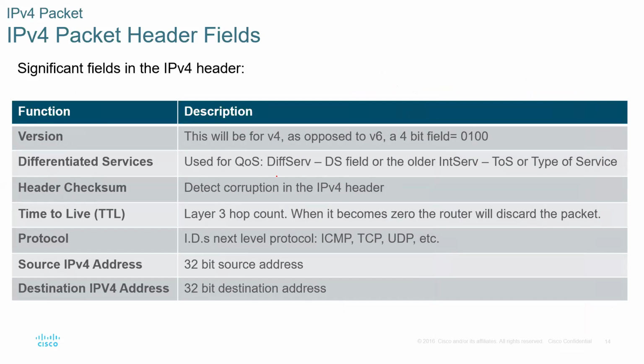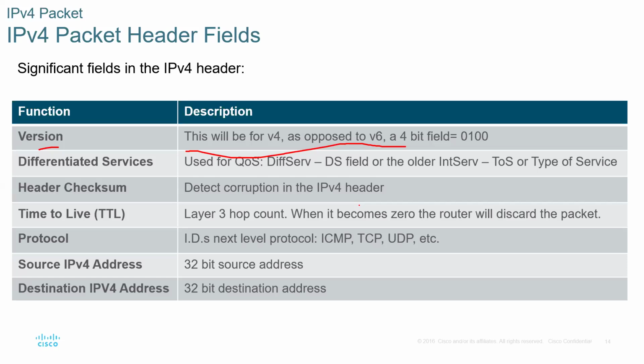So the version talks about whether it's an IP version 4 or an IP version 6. All right, we said the service field talks about the differentiated services, like the quality of service that is being applied.